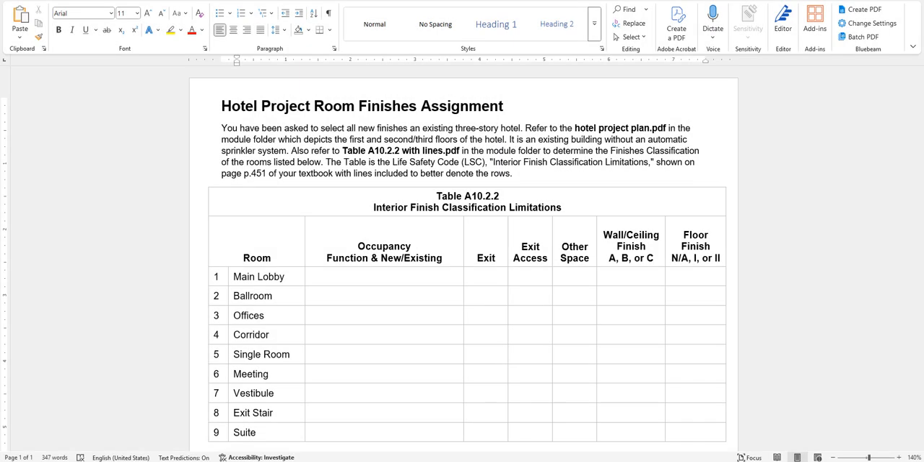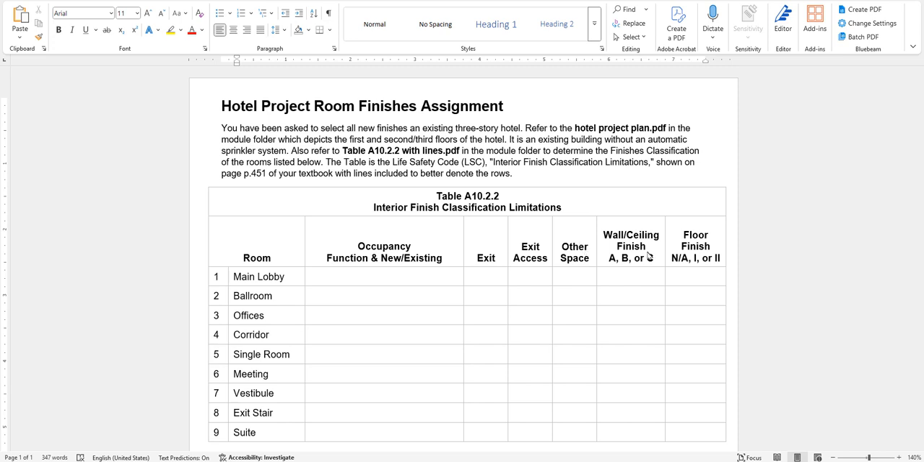I'd like to go over this hotel project room finishes assignment and get you going on how to read the table and so forth. You can see we start off with this chart to fill out, and it has the room name and the room number that matches the PDF. Then we have certain things to determine: the occupancy function and whether it's new or existing, and whether it's an exit access, or other space.